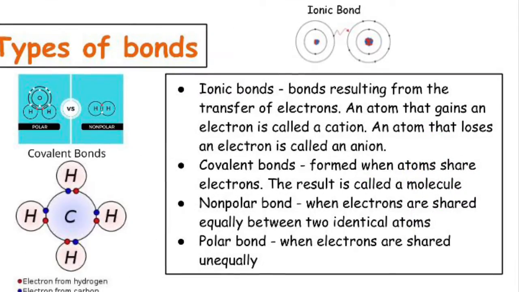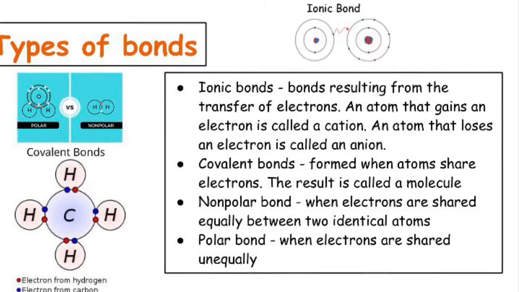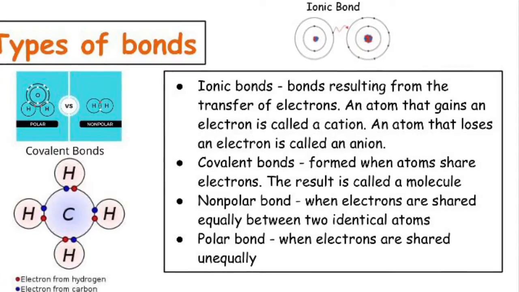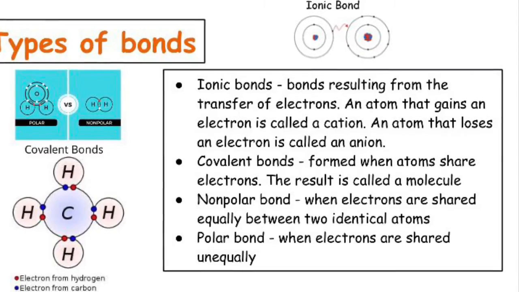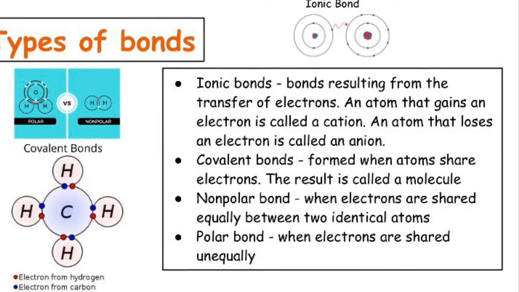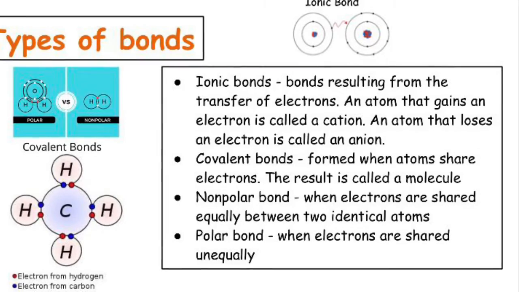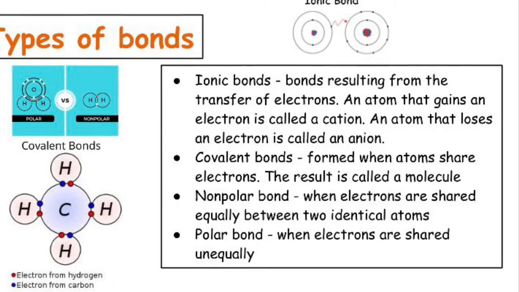There are 4 main types of bonds that are involved in biology, and they include ionic bonds, covalent bonds, nonpolar bonds, and polar bonds. Ionic bonds result from the transfer of electrons, and an atom that gains an electron is called a cation, while an atom that loses an electron is called an anion. As you can see in the picture above, an electron is being transferred from the atom on the left to the atom on the right.